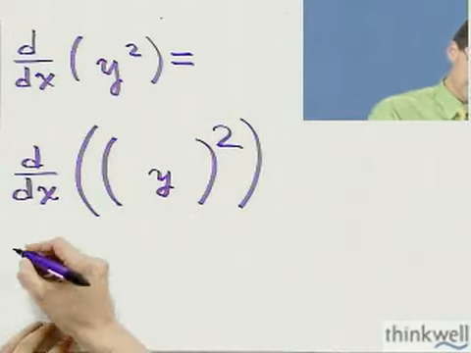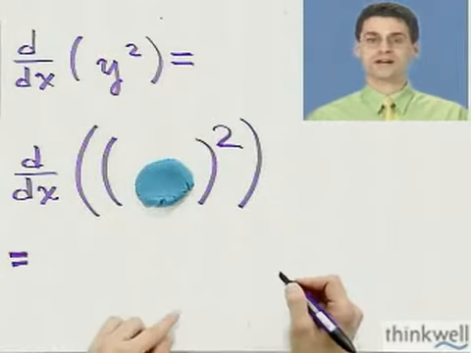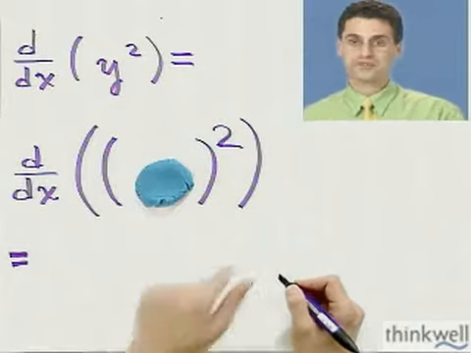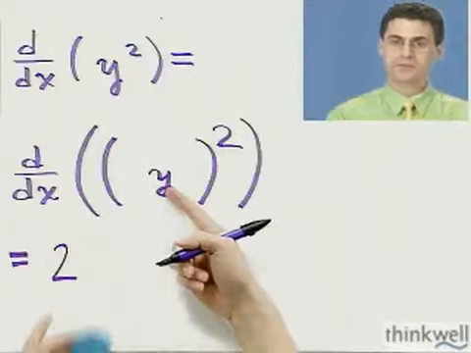So I'm going to take the derivative right now. First, I've got blop squared. What's the derivative of blop squared? The derivative is 2 blop. And what's the blop? The blop is y.